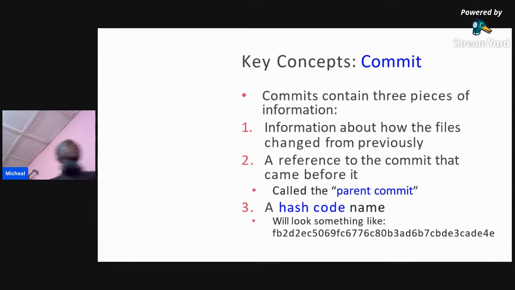Okay. So key concept again, commit. A commit contains pieces of information. It contains information about how the files changed from previously, in reference to the commit that came before it, called the parent commit. When we do the practical hands-on lab, I'm going to explain that. Let me say you are in your 400 days of coding, and in 100 days you had already completed the whole portion of the application. You now want to go back to that 100 days. You want to see everything that you have done.